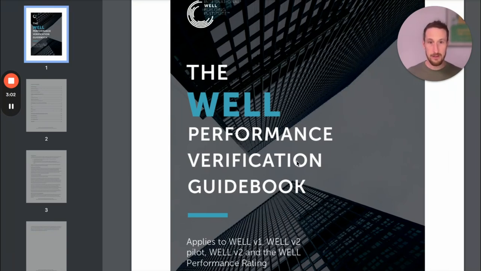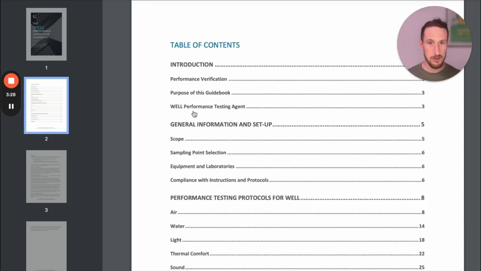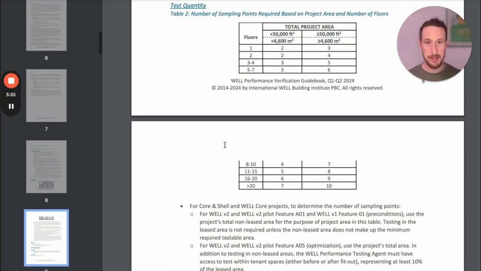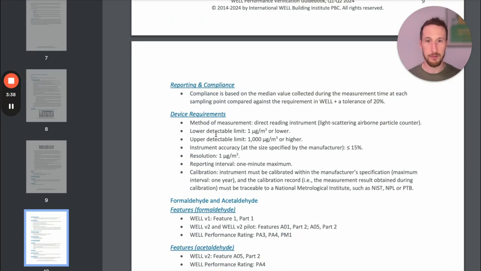So this is the Performance Verification Guidebook. It's a document you will probably become intimately familiar with if you are not already. The first thing that I want to point out is that this document is updated at somewhat regular intervals, so it's important to make sure that you are looking at a recent version. The other thing, and this is where I often see people getting confused, is that they will look through here and immediately think, I'm doing the air concept, let me look at air. And they'll jump maybe to page 8, and they will start reading about the requirements of devices here.